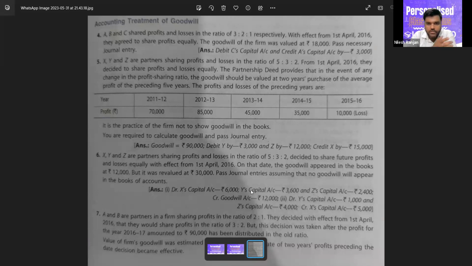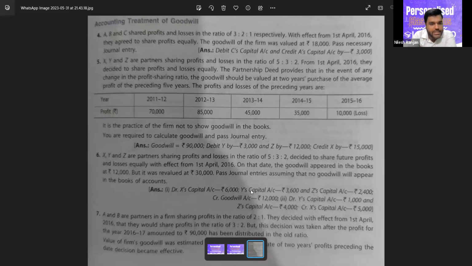So we will multiply the goodwill value with this sacrifice or gain, and then debit Y by 3,000 and Z by 12,000, credit X by 15,000, because X is the sacrificing partner and Y and Z are gaining partners. So this is a simple question, but only the calculation of goodwill is additional. Okay, now if you read question number 6, there is an existing goodwill. Goodwill appearing in the books is given. Okay, so we have to learn how to treat this type of goodwill.